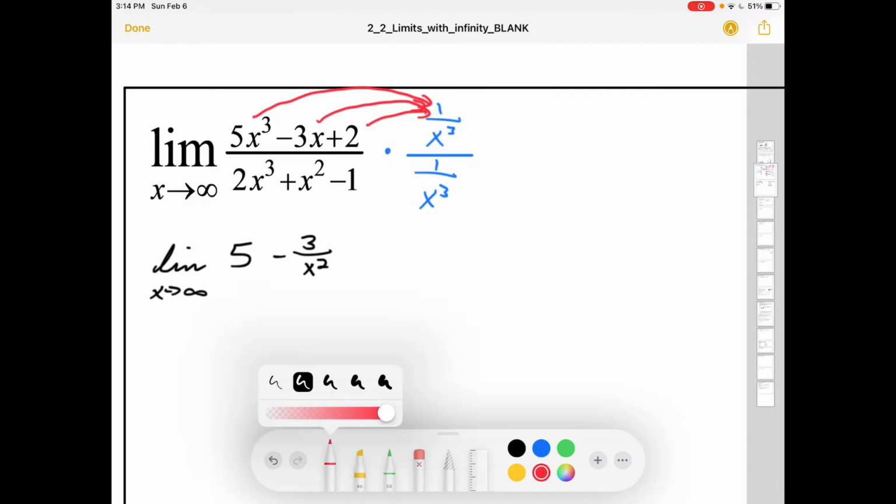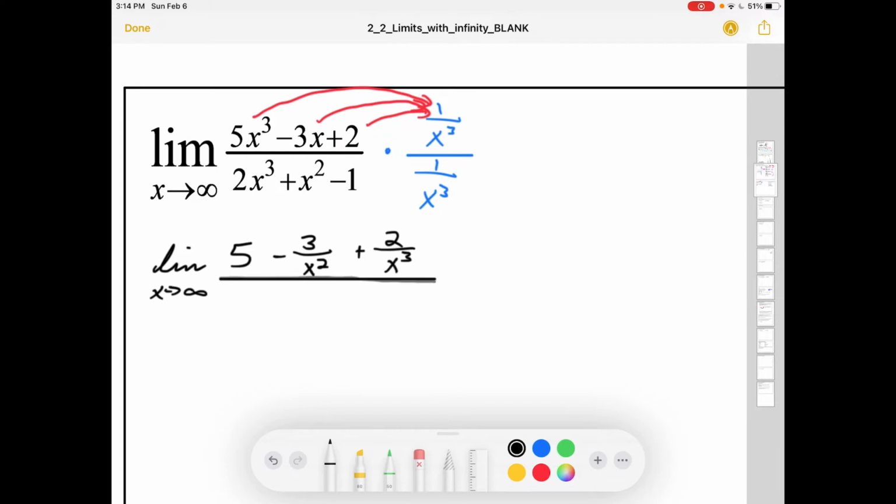So I'm building nested fractions, which is kind of a weird thing to do. What's going to happen on the bottom? Well, I'll have 2x cubed times 1 over x cubed. Oh, that'll be nice. That'll just be 2. And then I'll have x squared times 1 over x cubed. Oh, geez, that'll just be 1 over x. And lastly, I'll have negative 1 times 1 over x cubed. So that's not positive, but negative 1 over x cubed.